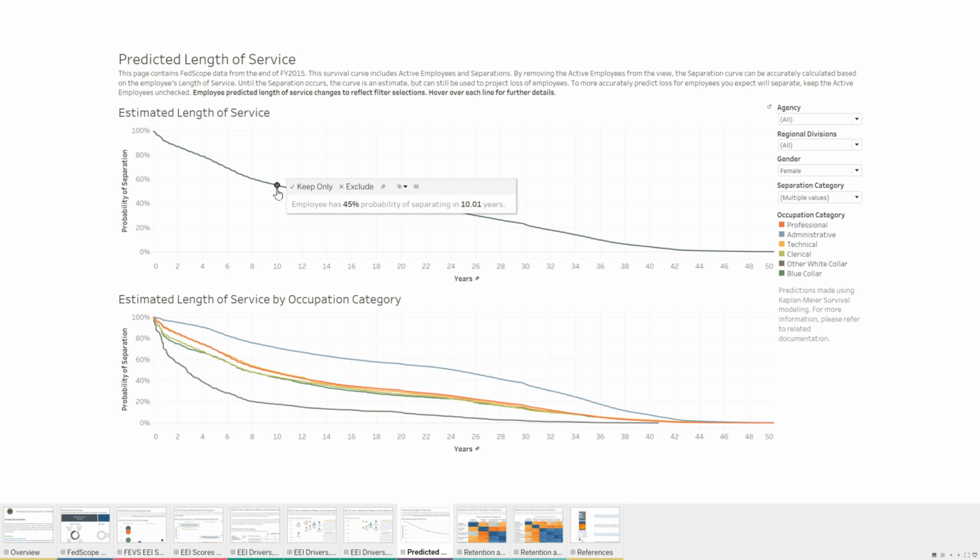And the bottom one might be more of an interest to me. I like placing myself into these charts and seeing what happens. So I separated it here by occupational category. I can see there's really no difference between technical and professional, so maybe I don't need to deal with that position description issue I mentioned. But according to my curve, I have a 45% probability of separating in 7.84 years, however long that is. I don't know if I'm going to follow it, but who knows?